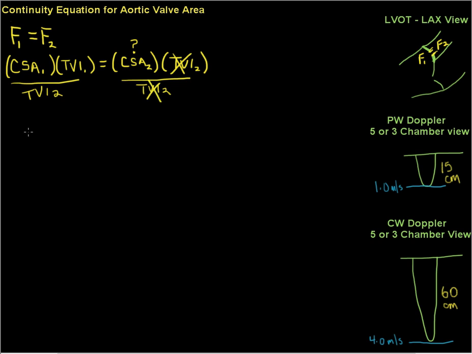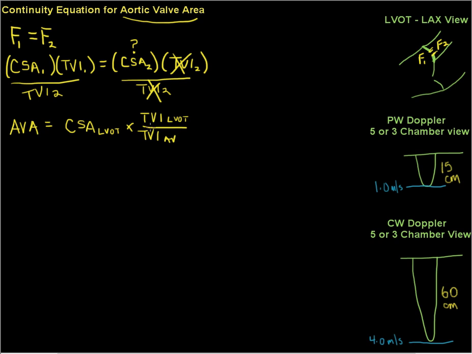And now let's rewrite this. Since we're calling this the aortic valve area, let's say that the aortic valve area, which we were calling cross-sectional area 2, is going to be equal to the cross-sectional area of the LVOT times the time velocity integral of the LVOT divided by the time velocity integral of the aortic valve. So that's how we manipulate our equation to solve for the aortic valve area.